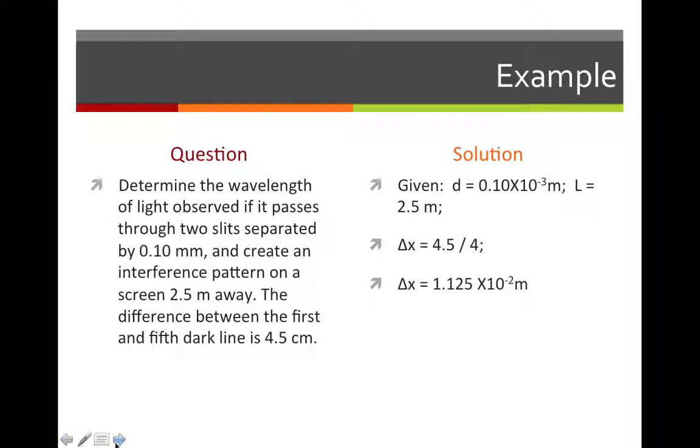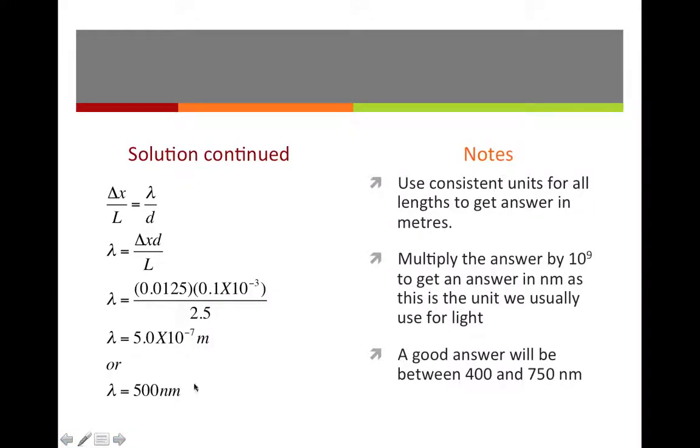No, it doesn't tell us the color, but we can look up the wavelengths of different colors. We'll do that soon anyway. But usually the numbers are in here, 400 to 750. So 750 is red, 400 is like blue. So you know it's going to be in there somewhere.